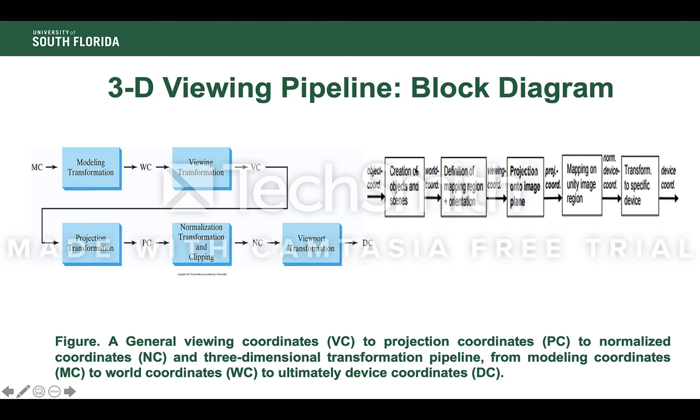If you consider these, you can see what happens in each transformation. From object coordinates, you go to the creation of objects and scenes, which are then converted to world coordinates. Then a viewing transformation happens, which is nothing but mapping a region and orientation. Post that, you project them onto an image plane, which gives the viewing coordinates, and then you get the projected coordinates, which are mapped onto a unity image region and normalized. Then they go to the transformation phase, where they are given to the specific device, and you can see them on the device. These are the device coordinates.